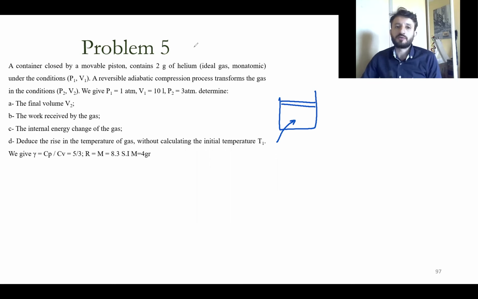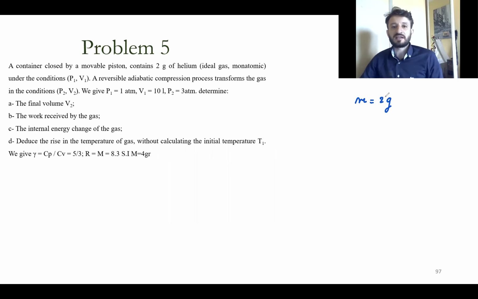And I give you the mass M of the gas equals 2 grams of helium, an ideal monatomic gas. When I say we have a monatomic gas like helium, it means L equals 3. In the case of diatomic, L equals 5. And gamma, the adiabatic constant, equals (L plus 2) divided by L, which equals 5 over 3. This is the value of gamma.